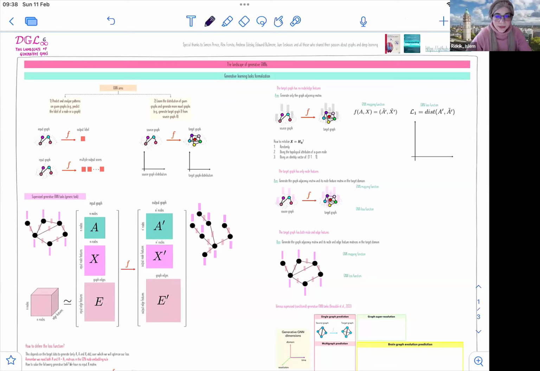In today's lecture, we're going to explore together the landscape of generative graph neural networks. So this is a roadmap to a diverse pool of generative models with application to graphs. We will look at the taxonomy of graph neural networks, and we'll have a few examples.